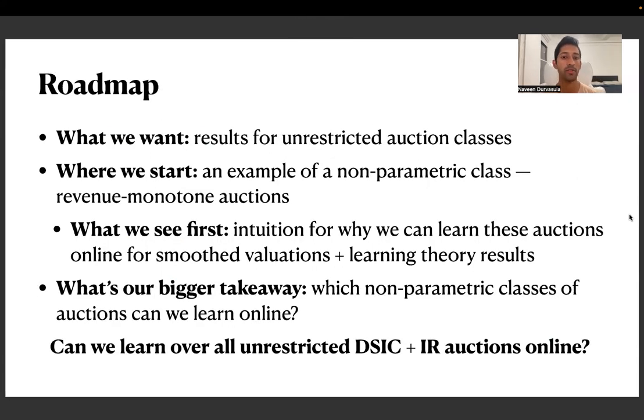So to recap, what we want are results for unrestricted classes of auctions. But instead of going straight into those results, we're going to start with an example of a non-parametric class, which we call revenue monotone auctions. And the reason we do that is to build intuition for why it's actually possible to learn these auctions, as well as some novel learning theoretic results we show to prove these results that may be of general interest. After that, we'll generalize these results to a much broader family of non-parametric auctions. And finally, we'll return to our original question and see whether or not learning over all unrestricted incentive-compatible auctions is possible.